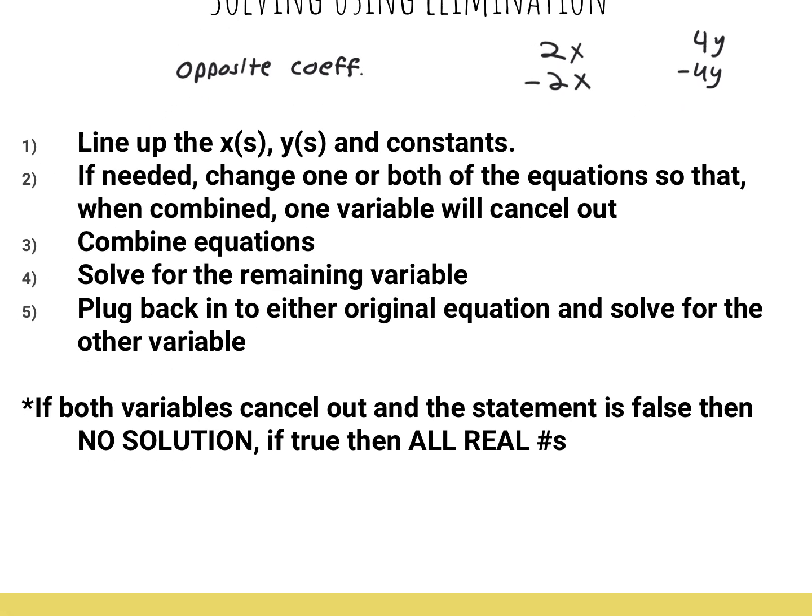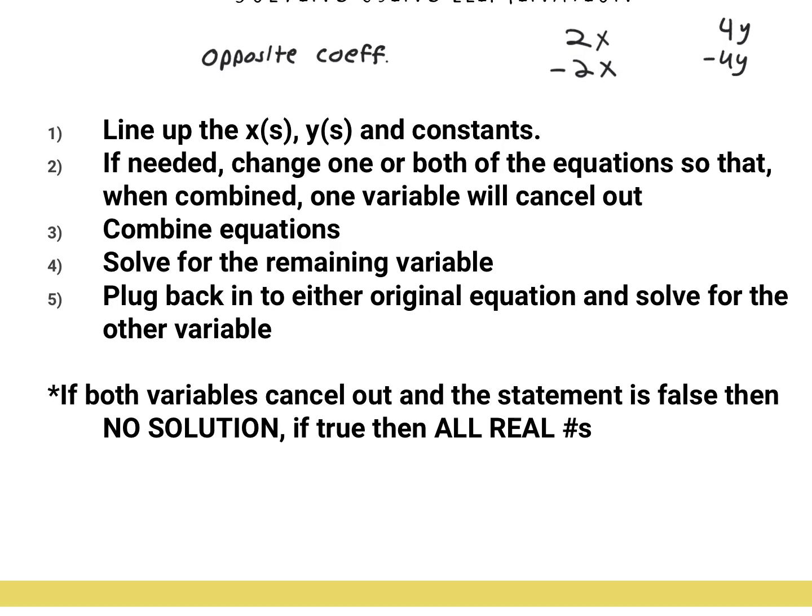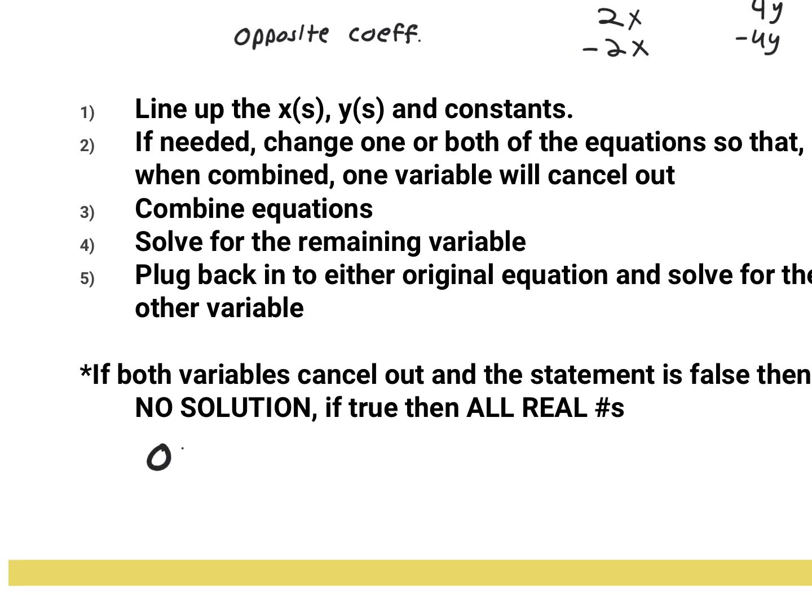If both variables cancel out and you get a false statement, for example, 0 equals negative 1, obviously that's not a true statement. 0 does not equal negative 1. This is going to be a no solution case. Or if you end up solving it and you end up with 0 equals 0, that is a true statement. You would get all real numbers.